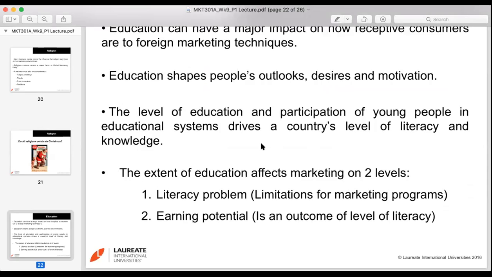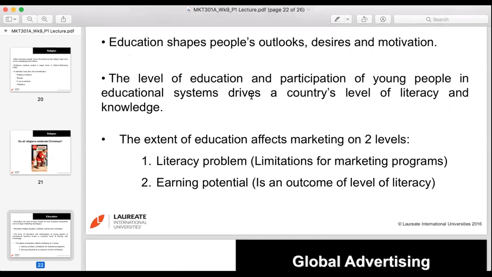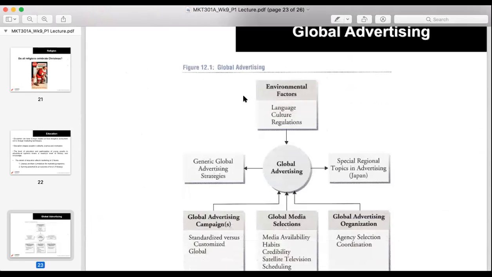And the other element of education that affects marketing is the earning potential. There are also studies that show earning potential is affected by the level of literacy. So if our customers are basically high in terms of literacy, their earning potential may also be affected in a positive way.